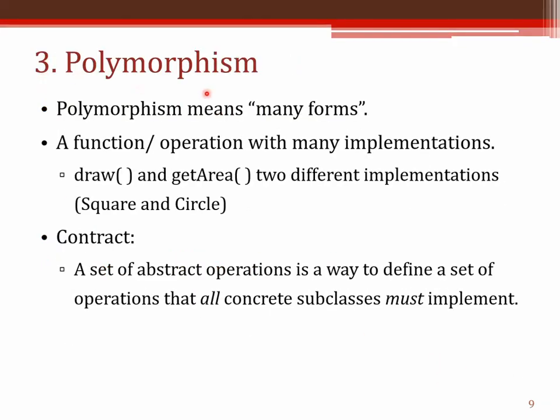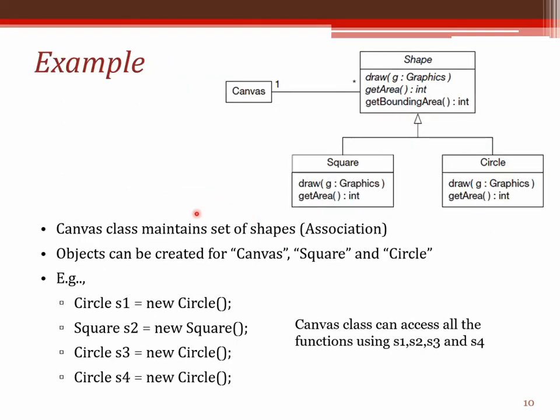Now let us understand polymorphism. The word polymorphism means many forms. It allows the same method to perform different actions depending on the object that invokes it. For example, the draw method behaves differently when it is called by a Circle object or when it is called by a Square object. When it is called by a Square object, it draws a square, whereas when it is called by a Circle object, it draws a circle by obtaining the corresponding parameters. Similarly, get area calculates different formulas for different shapes.